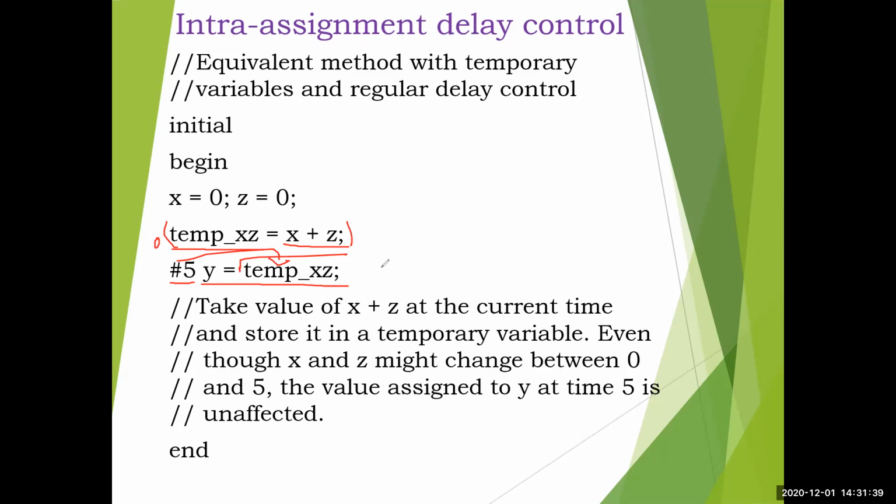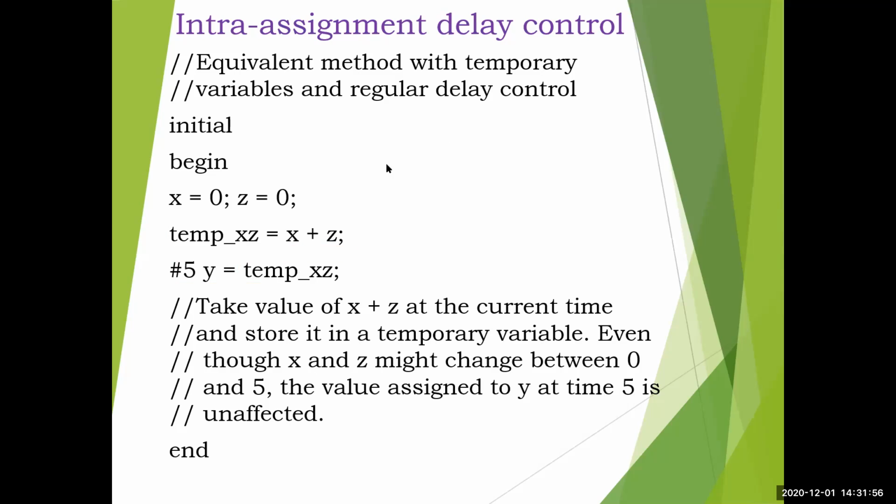Okay. So take the value of x plus z at the current time and store it in a temporary variable. Even though x and z might change between 0 and 5, the value assigned to y at time 5 is unaffected. Okay. So this is to show you it is equivalent to the intra-assignment delay.